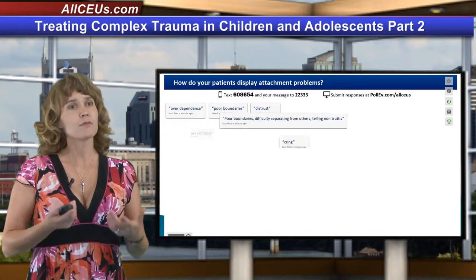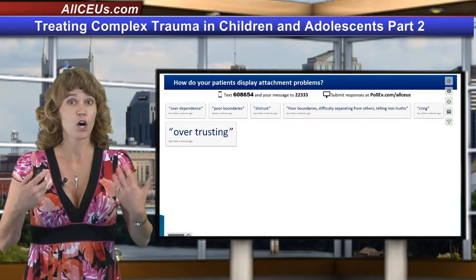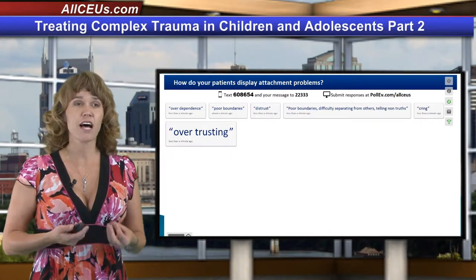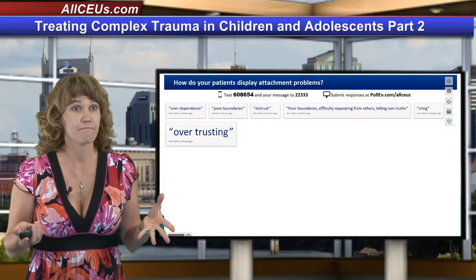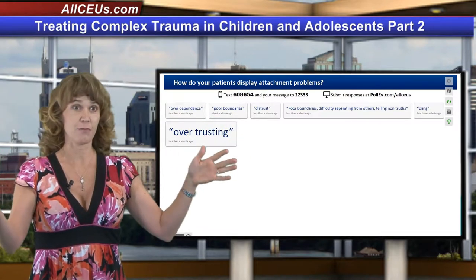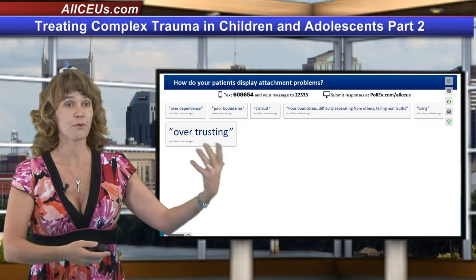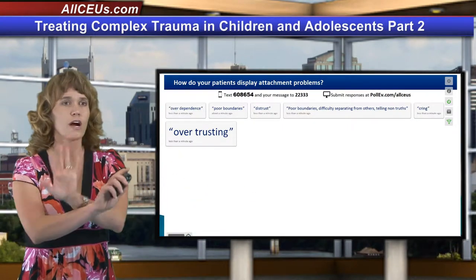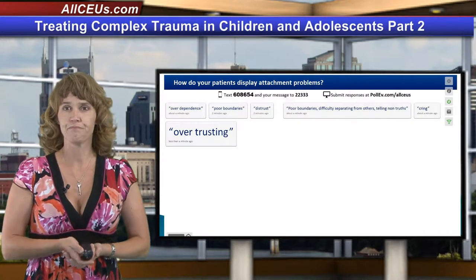And attachment problems can also be displayed as being overly trustful, over-dependent on people, or crying a lot and a lot of anxiety because of fear of abandonment. So we have a whole realm of things. None of them look like good solid boundaries. It's either desperation, because of fear of abandonment, or isolation because of fear of being betrayed.